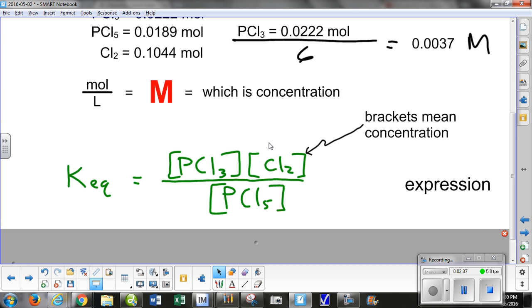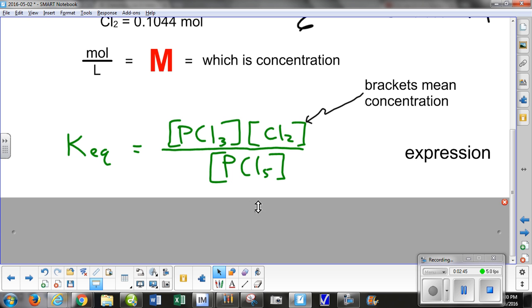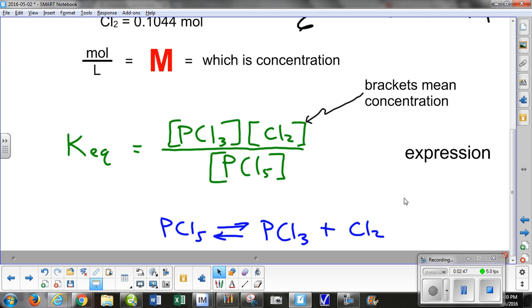And so when we do our K equilibrium expression, which, what is on the top, products or reactants? You want to revise that? Okay, I'm hearing reactants from the students. What's on the right side of the equation? Products. Okay.